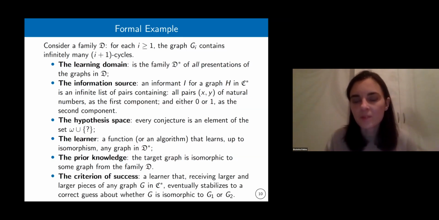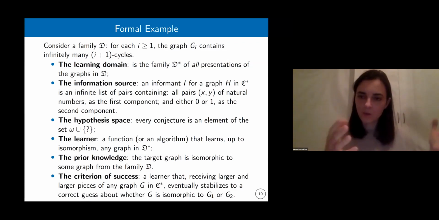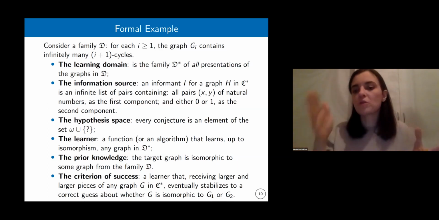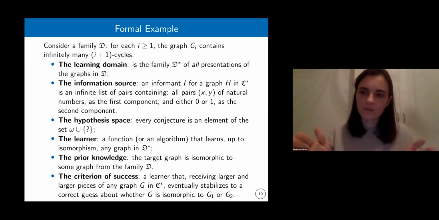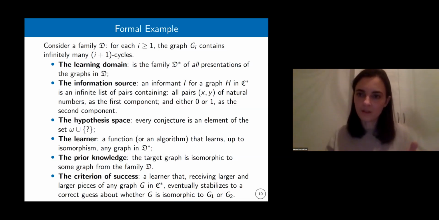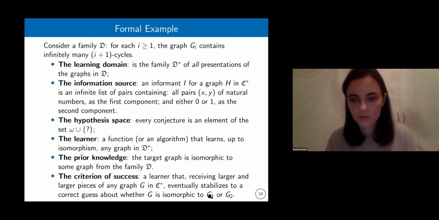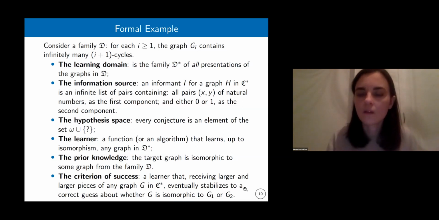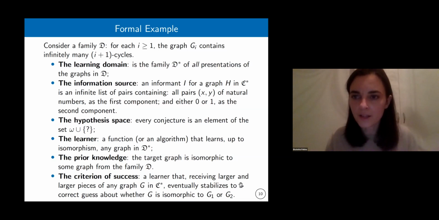Okay, and the final step. Now we need to say what it really means to learn this class. It means that whatever structure we are given, from finite pieces of that structure, from some point on we have to start outputting one and the same hypothesis, and it should be the correct hypothesis for this graph. So they shouldn't be G1 and G2, they should be all of those GIs, any of those GIs.